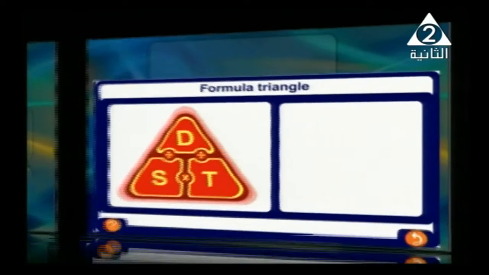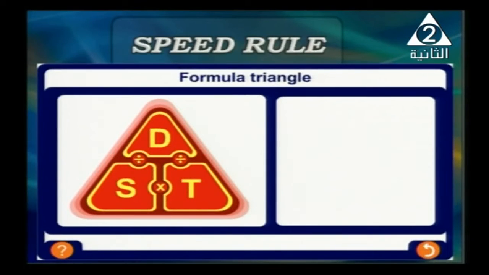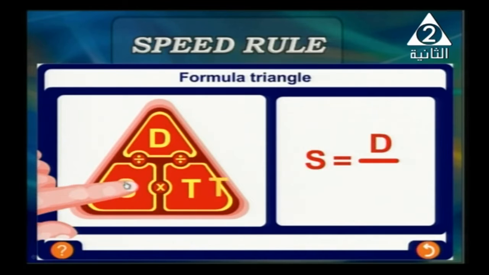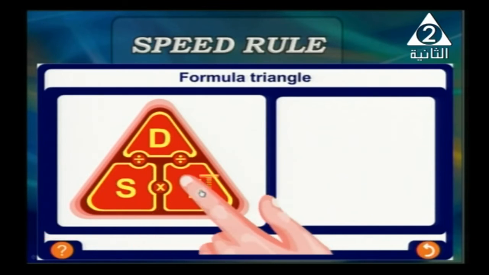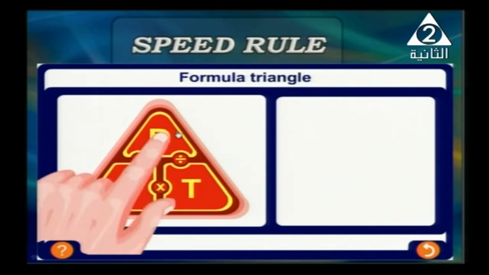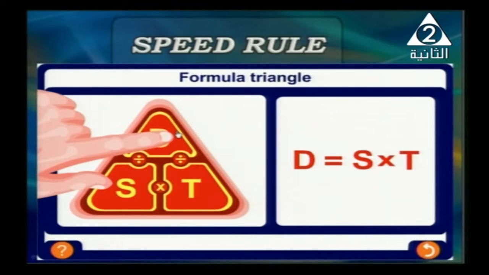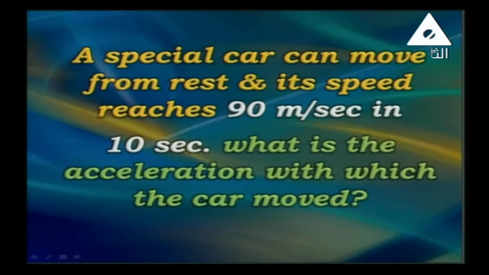First of all, we also have the formula triangle to make the speed rule. I need to know the speed, so I have speed equals distance divided by time. If I need to calculate the time, we have distance divided by speed. And if I need to calculate the distance, I need speed times time. The symbols are S, which means speed, or V, which means velocity.